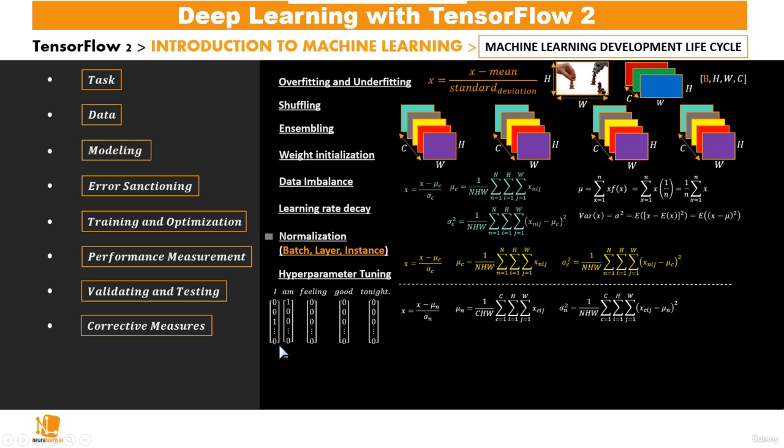"I" is the second word in the vocabulary, and so all the values are zeros except for the second word. So that's why we have a 1 here. Now, "am" is the first word in the vocabulary, so we put a 1 and the rest zeros. "Feeling" is some word, say the 23rd word in the vocabulary, so we represent that the same way. "Good", the same. "Tonight", say the 400th word in the vocabulary, and that's it.